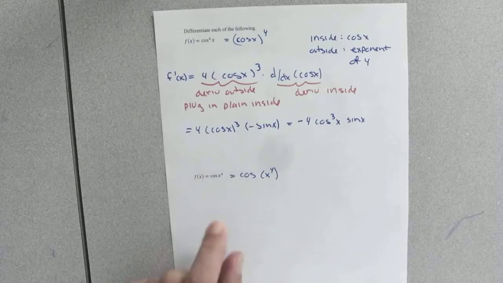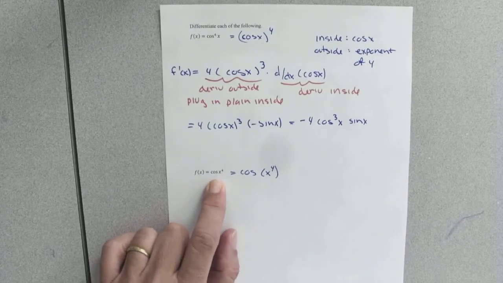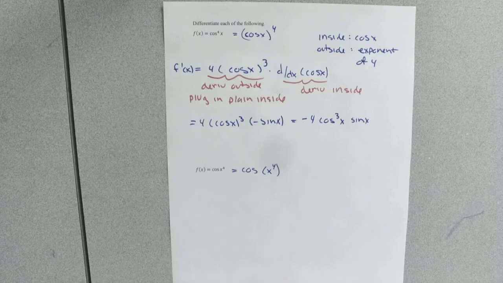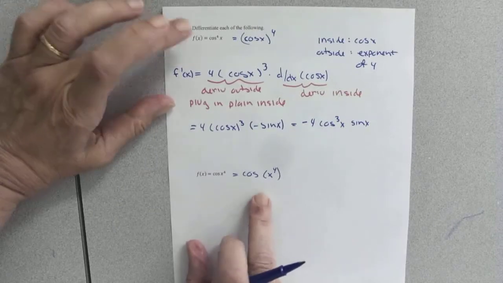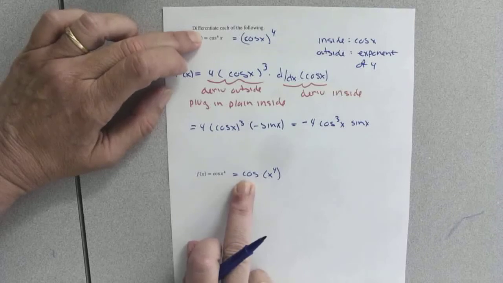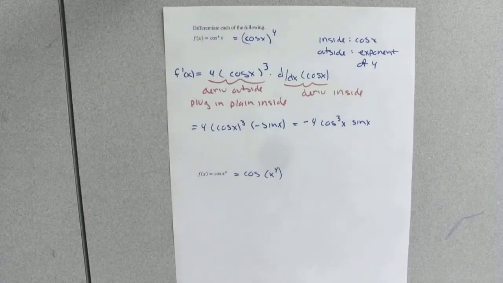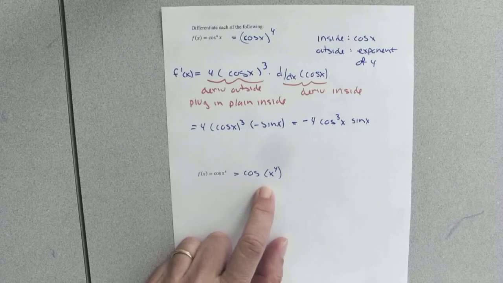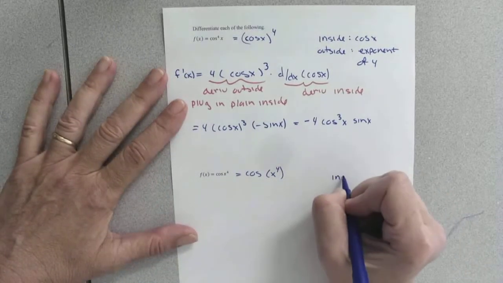You've just got to remember that if it's written this way, cosine x to the fourth, only the x is being raised to the exponent of 4. So again, the point to these two problems is they really are very, very different problems, and you've got to recognize the difference and understand what they mean. So this one, only the x is being raised to the 4.